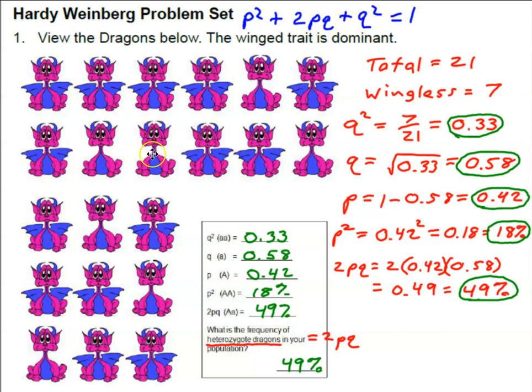So, for example, in this case, we're looking at the gene for wings. There's the dominant allele for wings, and the recessive allele for not having wings. In the whole gene pool, the addition of both the dominant allele and the recessive allele adds up to 1, or 100% of the alleles for that gene.